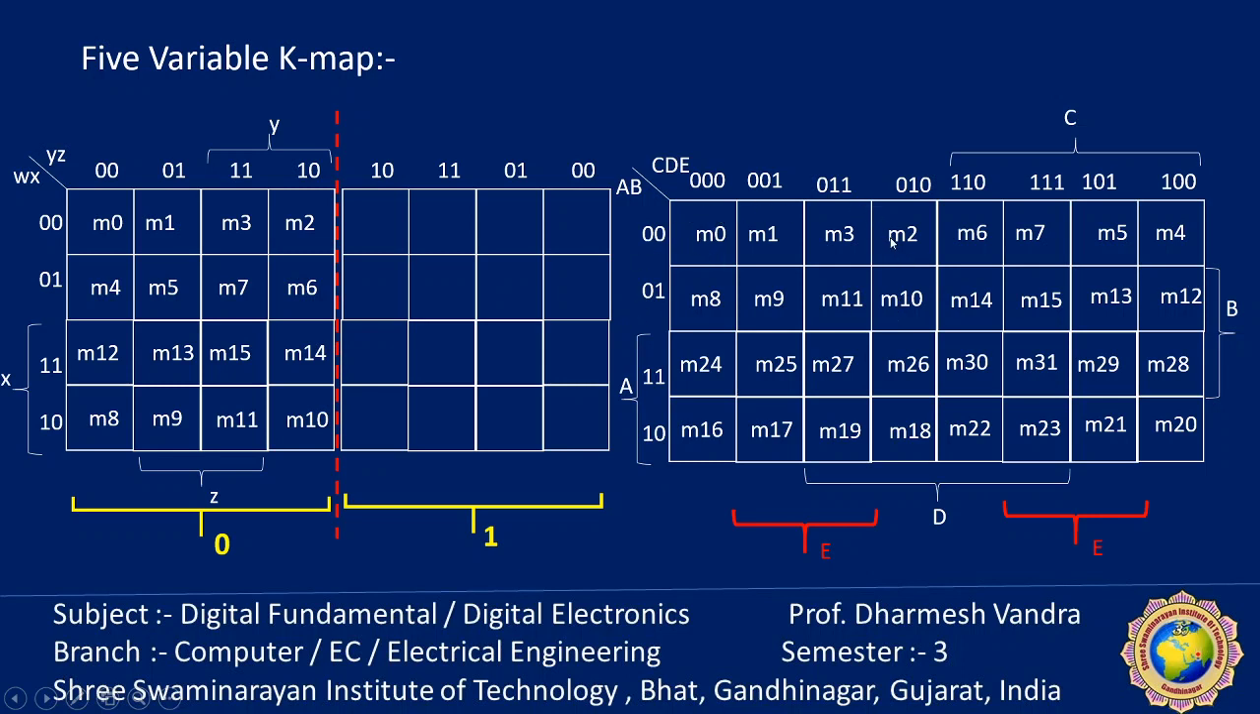8 adjacent cells represent 2 variables, 4 adjacent cells represent 3 variables, 2 adjacent cells represent 4 variables, while 1 cell represents 5 variables.